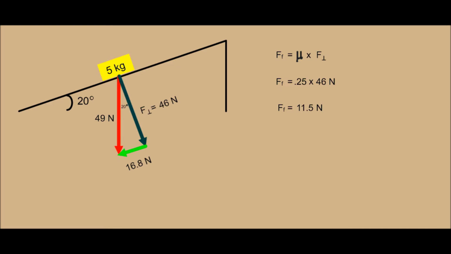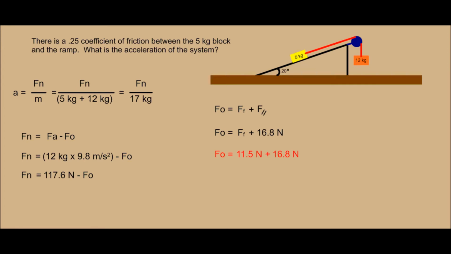So finally, we have our two opposing forces, 11.5 newtons from friction, 16.8 newtons from the parallel force. Our total opposing force is 28.3 newtons. That can be put into our net force equation on the left side of the screen here. So we can calculate our net force. Net force is 117.6 newtons minus 28.3 newtons. We finally have a net force that is acting on the yellow block, 89.3 newtons.